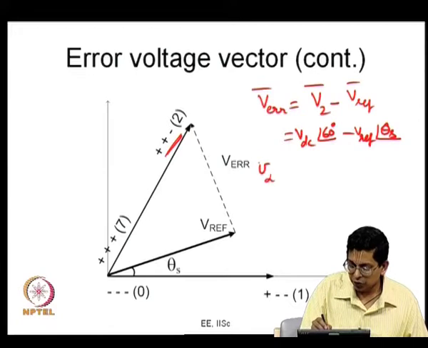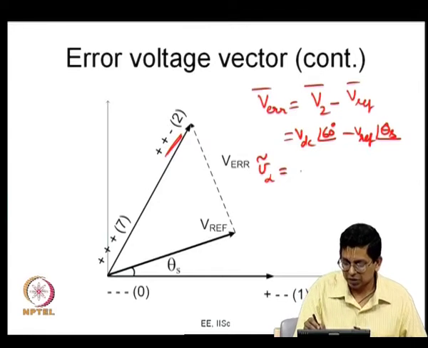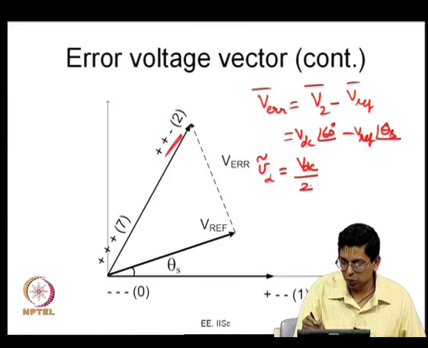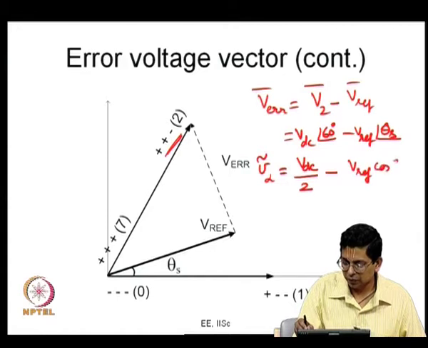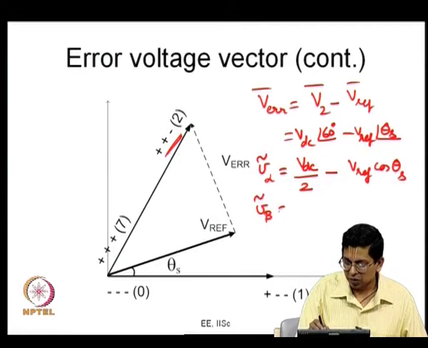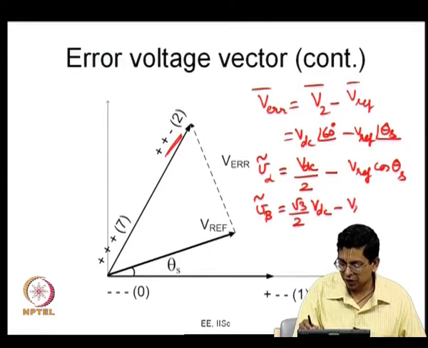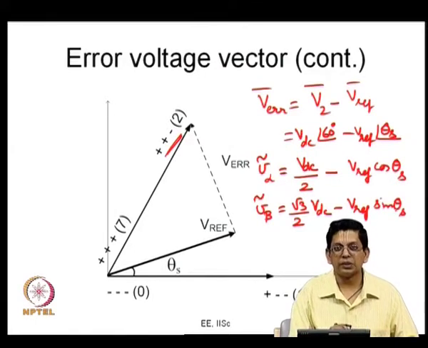Then what is V alpha tilde? V alpha tilde is whatever voltage is applied along the alpha axis, that is VDC cos 60. So, that is going to be VDC by 2 minus V ref cos of theta s. The error voltage along the beta axis is the applied voltage along the beta axis, which is root 3 by 2 times VDC, minus V reference sine of theta s. So, these are the error voltages that you get along the alpha axis and the beta axis.